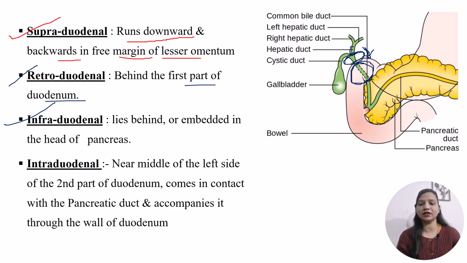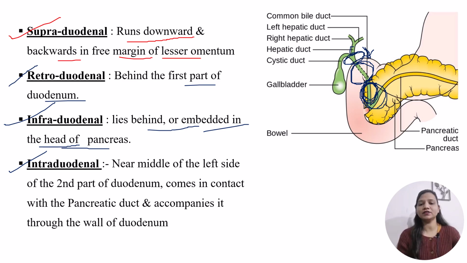So this bile duct continues as the infraduodenal part, which lies behind or embedded in the head of the pancreas. Infra means below the duodenum, and here it is present below the duodenum and behind the head of the pancreas. So this is the infraduodenal part, which is embedded in the head of the pancreas. And the fourth one is the intraduodenal part.